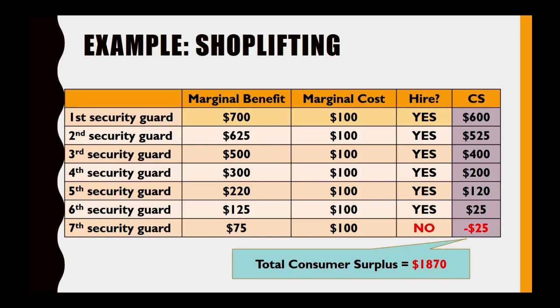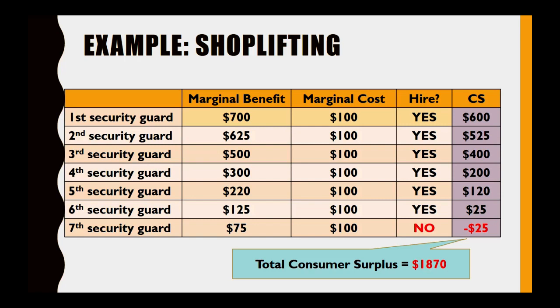I might also ask you to give me total consumer surplus. In this case, it's 1870. Is that right? Make sure I haven't made an error. Somebody added that up really quick. Make sure that's 1870. Does that look right? Good. So guys, am I adding up 1, 2, 3, 4, 5, 6, and 7? Or just 1 through 6? 1 through 6. Would I add in the 7th? Am I hiring the 7th guard? No, not hiring the 7th guard.